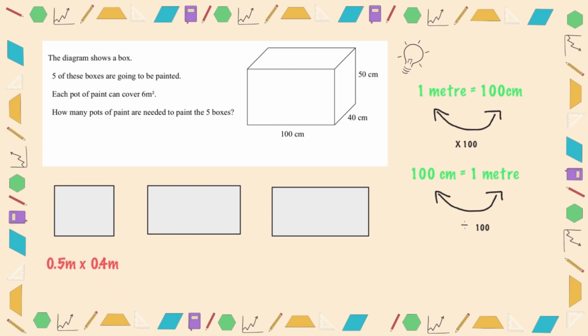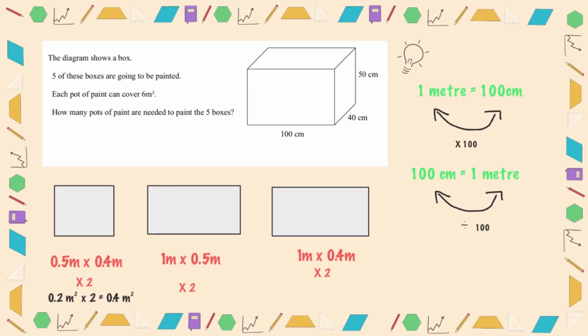So we're going to divide all of our measurements to turn it into meters. So 50 divided by 100 is going to give us 0.5. 40 divided by 100 is going to be 0.4. And 100 divided by 100 is going to be 1. So now that we've converted it into the correct units, remember we're working out the area of the faces. So area of the square becomes 0.5 times 0.4. Area of rectangle, 1 meter by 0.5. And the other rectangle, 1 meter by 0.4. Remember there's 2 each of these shapes, so we're going to times them all by 2.